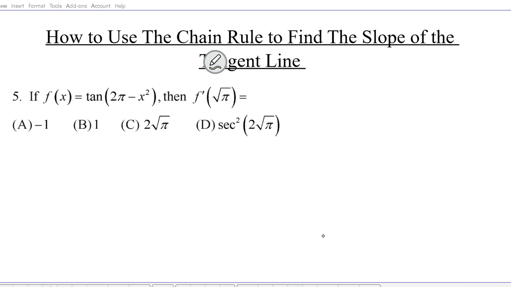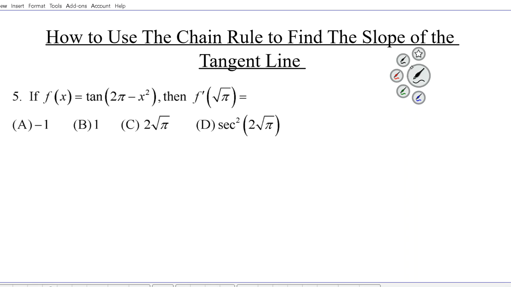All righty, let's take a look at question number 5. In question number 5, we're going to be assessed on how to use the chain rule to find the slope of the tangent line, also known as the instantaneous rate of change at a specified x value. Question 5 reads, if f of x equals tan of the quantity 2 pi minus x squared, then f prime of root pi is... All right, so let's go ahead and write down what our plan of attack is here.